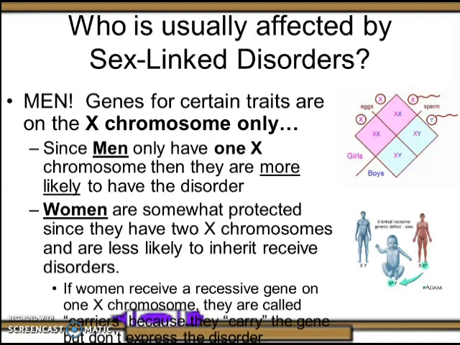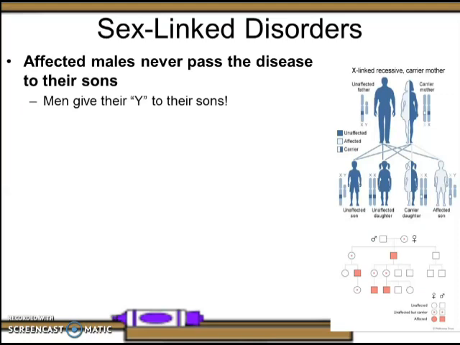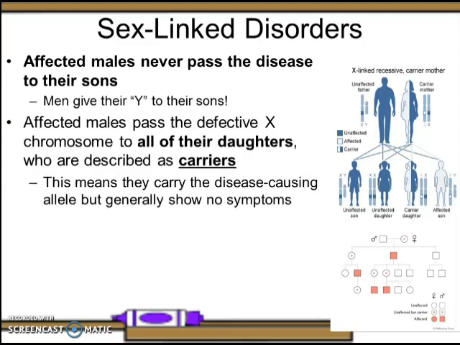Women are somewhat protected since they have two X chromosomes and are less likely to inherit recessive disorders. If women receive a recessive gene on one X chromosome, they are called carriers because they carry the gene but don't express the disorder. Affected males never pass the disease to their sons. Why? Because men give their Y to their sons.